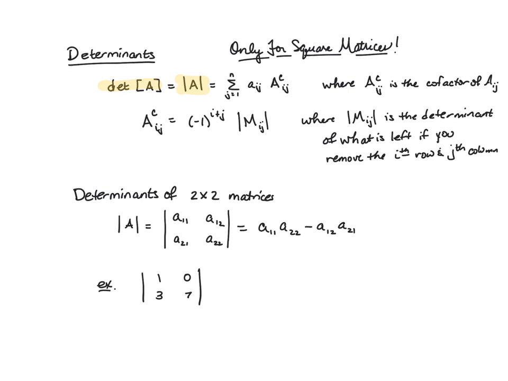And what that is, by definition, is the sum of the term Aij times the cofactor of the ijth term. Now the cofactor of Aij is -1 to the I plus j power times the determinant of this matrix M sub ij. Now M sub ij is what's left over of your original matrix if you scratch out the ith row and the jth column.